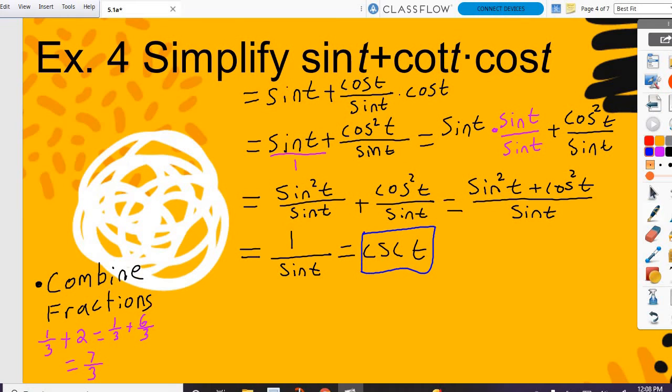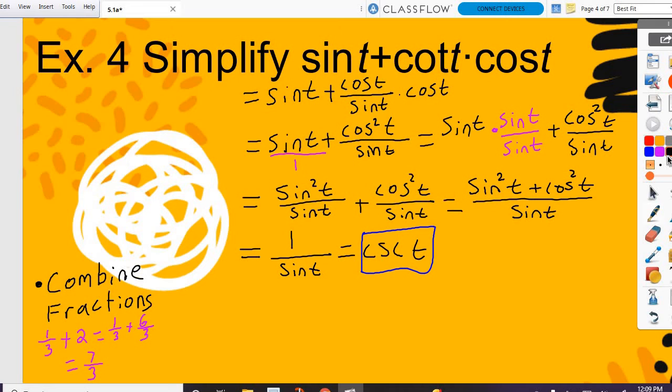Did I make it to where I have fewer trig functions? Did I make it to where I have fewer operations? Yeah, we made it a whole lot simpler. Agreed? Questions on any of those steps?